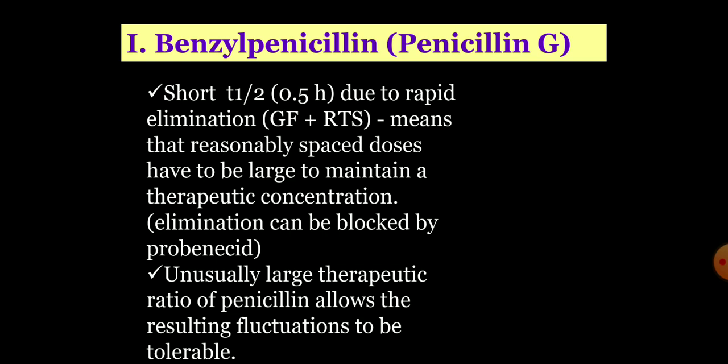However, in the presence of inflammation, its concentration in these fluids is higher. The drug does not readily cross the blood-brain barrier, but therapeutically adequate CSF concentration is achieved in the presence of meningeal inflammation. So these two are contradictory statements. The drug does not cross the blood-brain barrier, but therapeutically adequate CSF concentration is achieved in the presence of meningeal inflammation. What does it mean? It means in the presence of inflammation, penicillin can cross the blood-brain barrier.